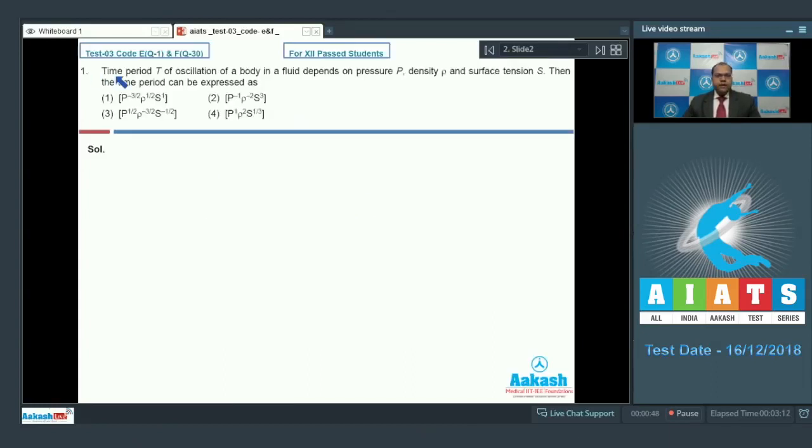In question number 1, time period T of oscillation of a body in a fluid depends on pressure P, density ρ and surface tension S. Then the time period can be expressed as: T is a function of pressure P raised to the power A, density ρ raised to the power B, and surface tension S raised to the power C.